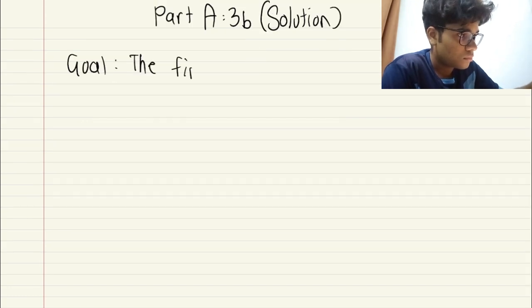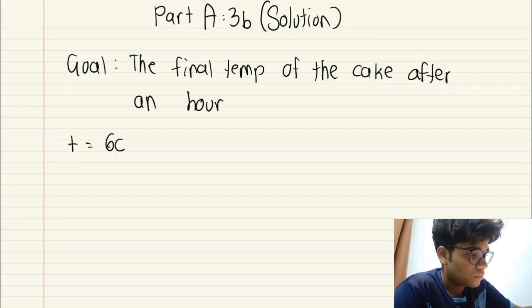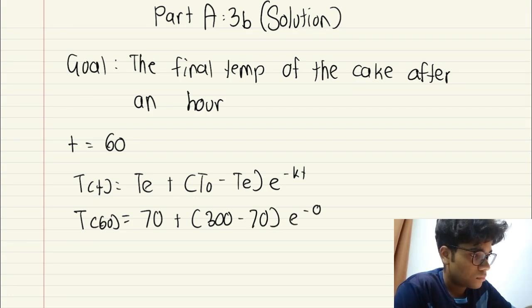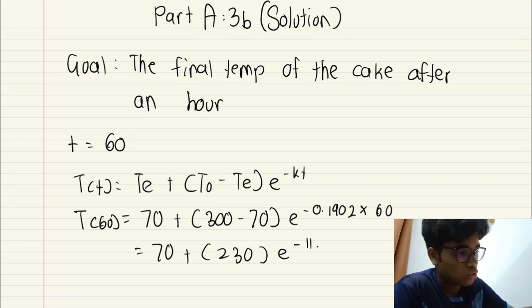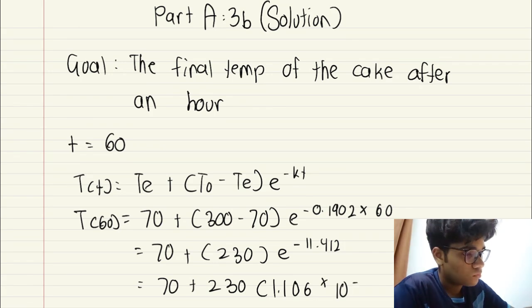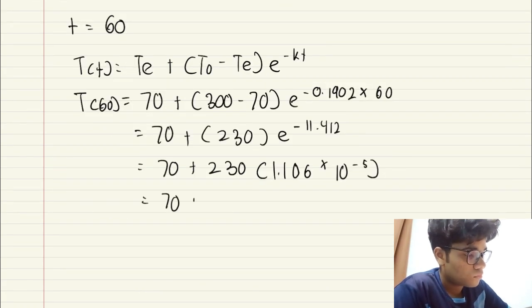Now I'll be explaining the part A solution, question 3B. The goal for us is to know the final temperature of the cake after an hour. So T for us this time will become 60. We will be getting 70 plus 230 e to the power of negative 11.412. So from this we will be getting 70 plus 230 multiplied with e to the power of negative 11.412.